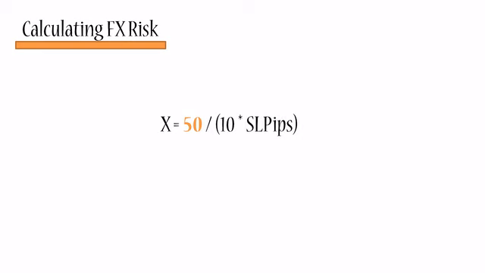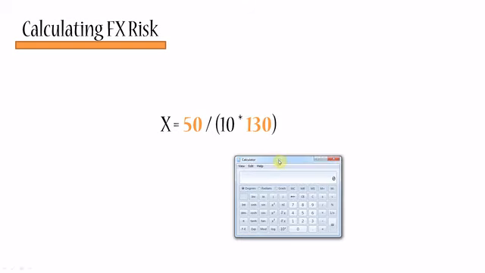So the last variable that we have to input is our stop loss pips, and as we discussed, stop loss pips is 130, so I'll just put that in right now. And now I'm just going to bring up the calculator so we can work this out. So we're going to do 50 divided by 10 times 130, and that gives us approximately 0.03846.